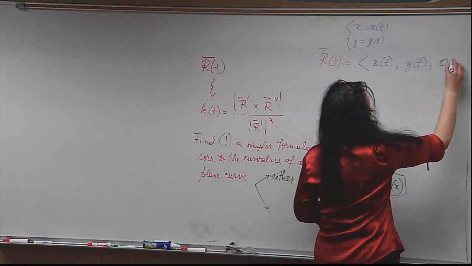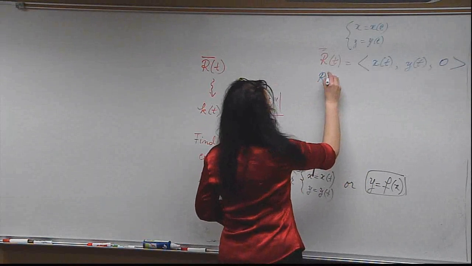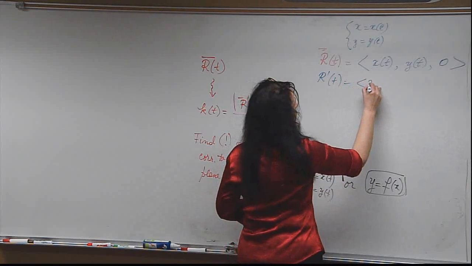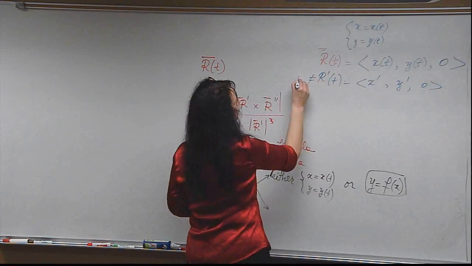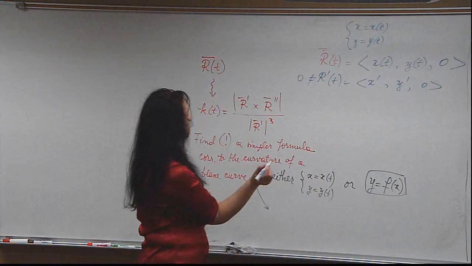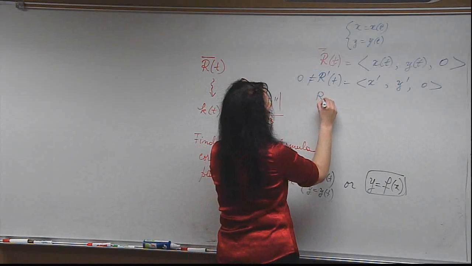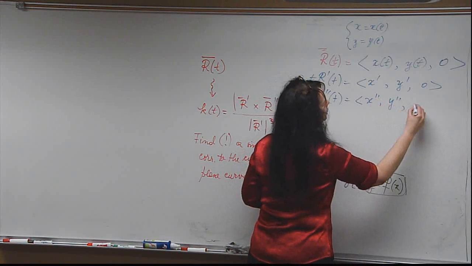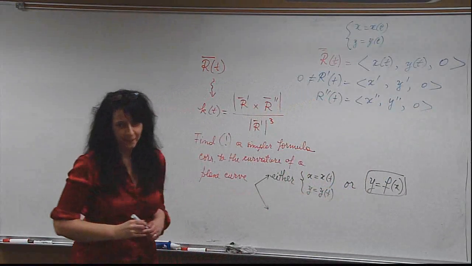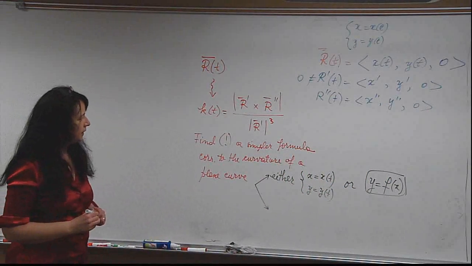X of t, y of t, and zero. Great. And then r prime of t will be x prime of t, y prime of t, and 0. I assume this to be always non-zero. I have a regular curve. R double prime will be x double prime, y double prime.